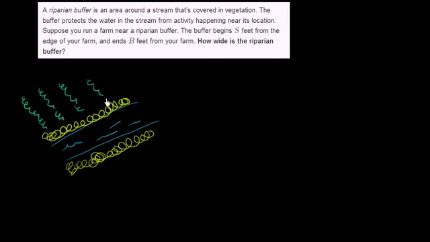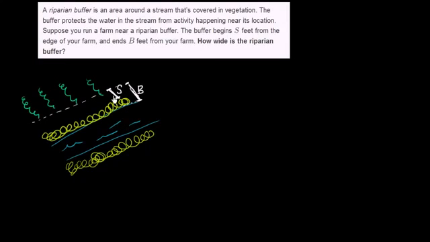Just like that. And they're saying the buffer begins S feet from the edge of your farm. So let's say that this right over here is the edge of my farm. And it says it begins S feet from the edge of your farm. So it depends which side you consider to be the beginning of the riparian buffer. Maybe we'll take this side to be the beginning. And so they're saying this distance right over here is S feet. And it ends B feet from the edge of your farm. So they're saying that this distance right over here, all the way to the other side of the riparian buffer, is B feet. How wide is the riparian buffer?